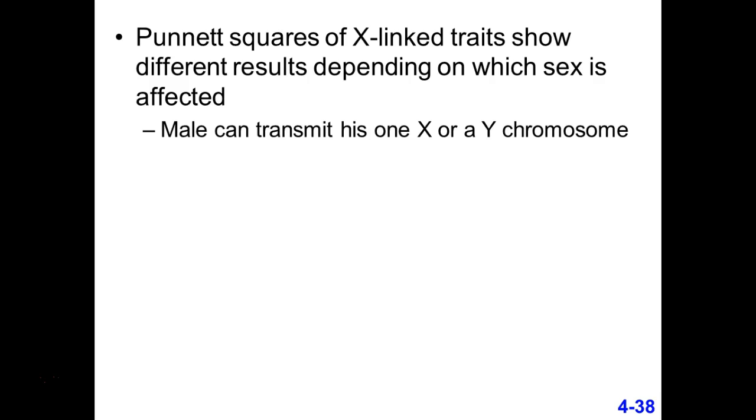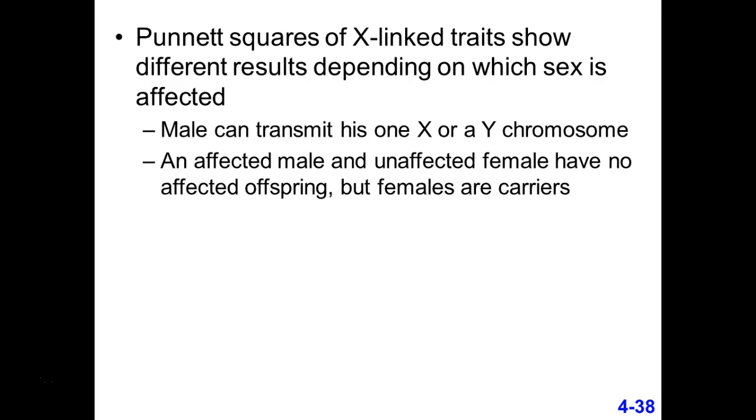Okay, so Punnett Squares of X-linked traits show different results depending on the sex that's affected, right? So we have to actually include the X's and Y's when we do the Punnett Square. A male can transmit 1 X or a Y. We said this already. So an affected male and an unaffected female have no affected offspring, but females are carriers.